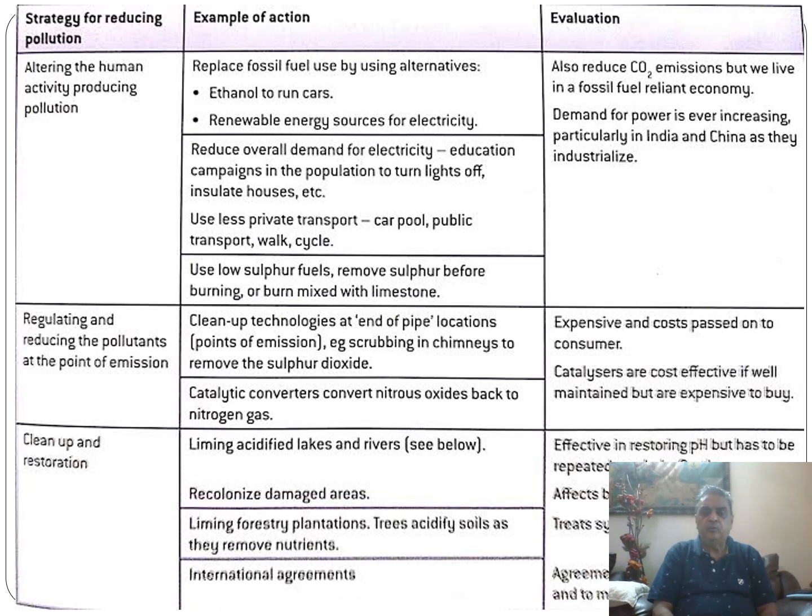Replace fossil fuel by using alternatives like ethanol to run cars, use renewable energy sources for electricity, and reduce overall demand for electricity through education campaigns encouraging people to turn lights off, insulate houses, etc. Use less private transport: carpooling, public transport, walking and cycling. A number of countries have resorted to cycling. In Delhi, the government has alternate registration number cars running on particular days to ensure that vehicular traffic is reduced. By reducing vehicle traffic, you can reduce pollution.